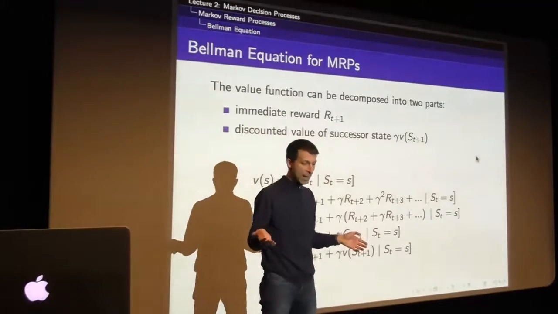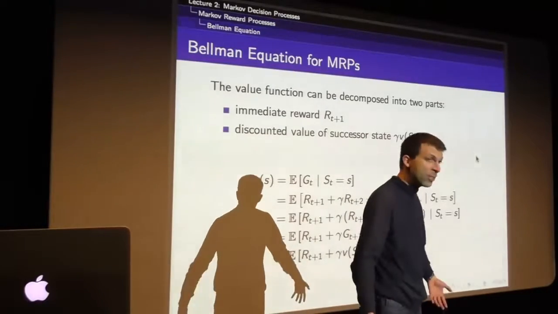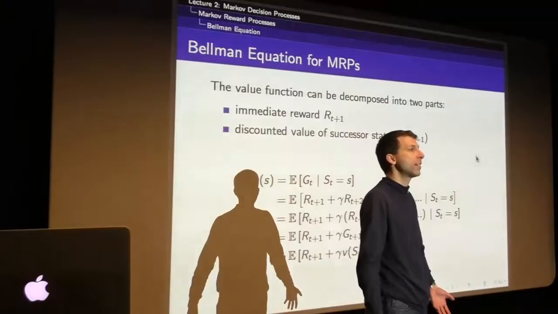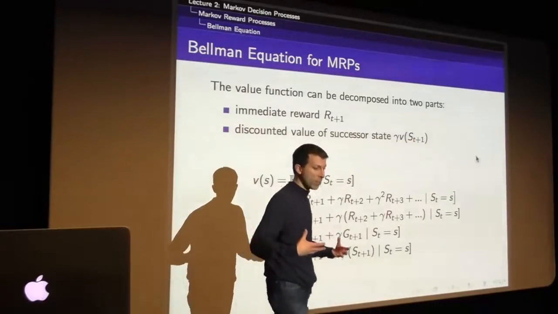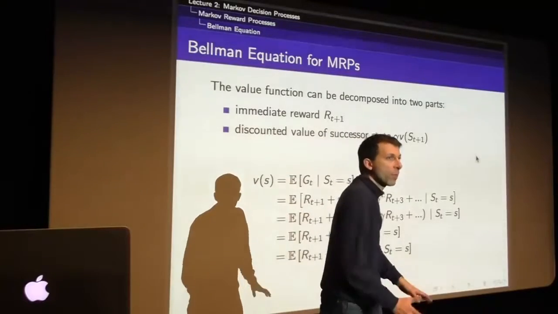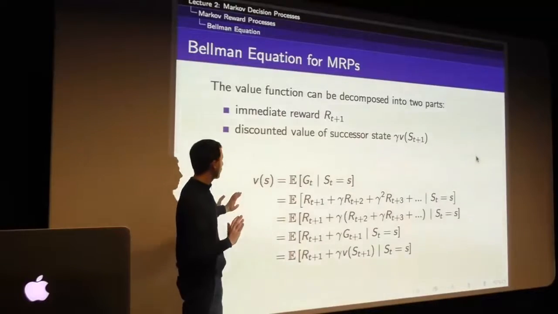If I'm a robot, I might get an immediate reward of like plus 10, but then I end up in this new state, and the question is, how good is it to be in this new state? And so the overall value function of being here is like my 10 points of immediate reward plus the value of where I ended up. And that's what the Bellman equation tells me. So formally, if we just step through this, it's very straightforward.